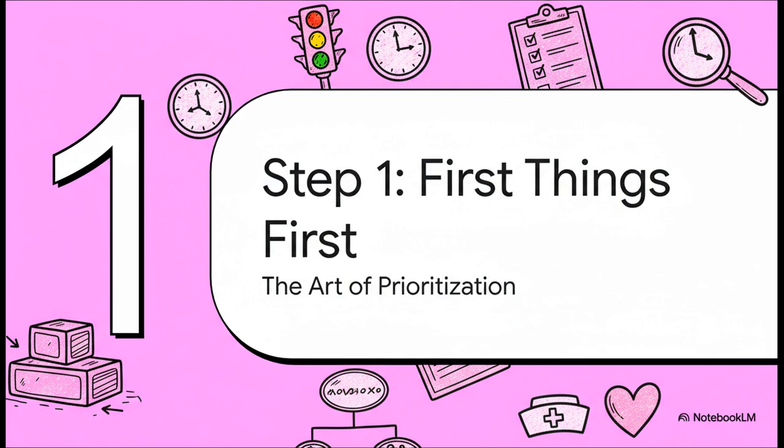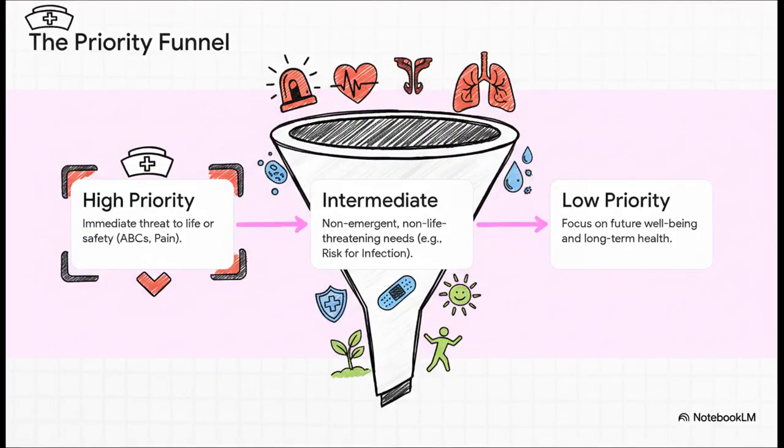The absolute foundation, the bedrock of safe nursing care is step 1, prioritization. Before you can do a single thing, you have to figure out who needs your attention right now. I want you to think about prioritization like a big funnel. At the very top, you've got your high priority patients. We're talking immediate threats to life. These are your non-negotiables. Then in the middle, you have intermediate needs, things like a risk for infection. Super important for sure, but maybe not life-threatening in the next 60 seconds. And then at the bottom, you have low priority needs, things that focus on long-term well-being.